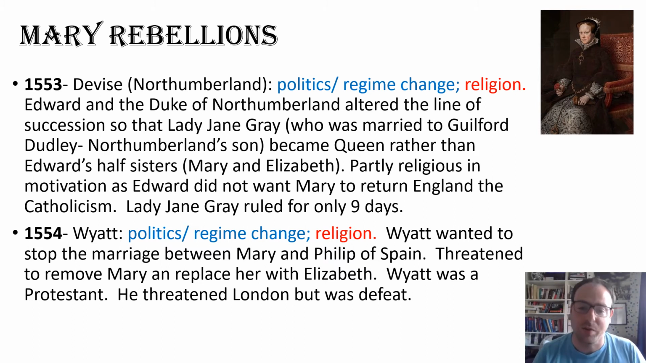Wyatt was Protestant, obviously Elizabeth was Protestant. Elizabeth actually ends up under strong suspicion from Mary, but she can't prove Elizabeth knew anything or was connected to the rebellion. He threatened London. He got to the gates of London, but was defeated. Mary was seen to have acted very calmly and bravely, and so in that she managed to cement her control.